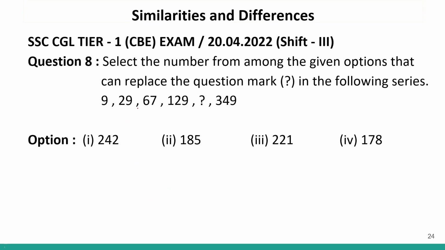Now, 9, 29, 67. Again, this is an increment of 20. This is an increment of 38. This is an increment of 62. So again, I cannot follow a logic. So let me break it down for you. So 9, 29, 67, 129, and let us leave this figure for right now. We'll come back to it later. So this is 20, this is 38, and this is 62.